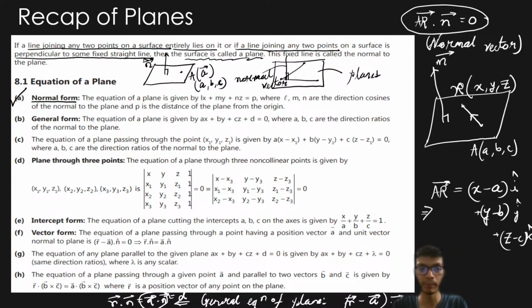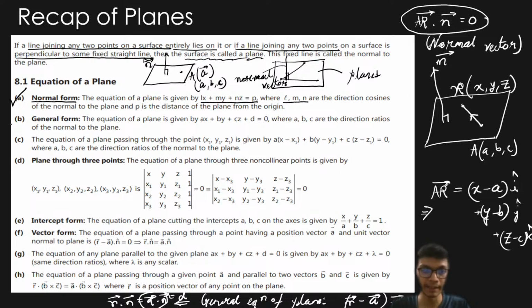That is, the equation of plane is given by Lx plus My plus Nz is equal to some constant P. That is basically called the normal form of a plane, where L, M, and N are the direction cosines of the normal to the plane. Okay, so this is simple. If you have the direction cosines of n, you just multiply and you will get it.